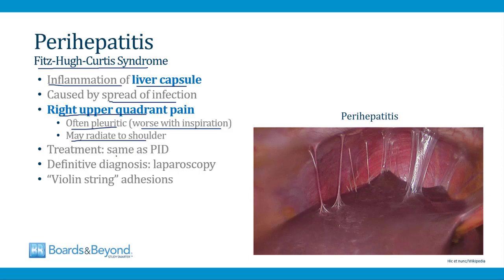The treatment is with antibiotics, the same as for PID, which we'll talk about shortly. So in a woman who has pelvic inflammatory disease with right upper quadrant pain, you don't need to do any special testing. You can simply treat the PID.